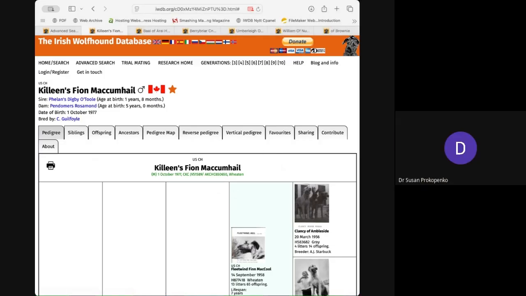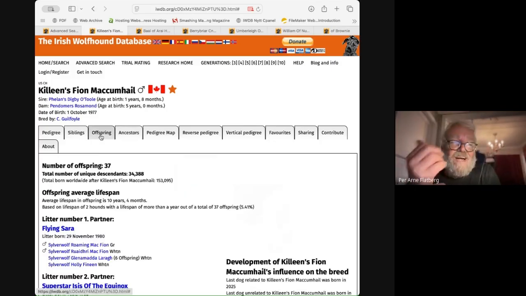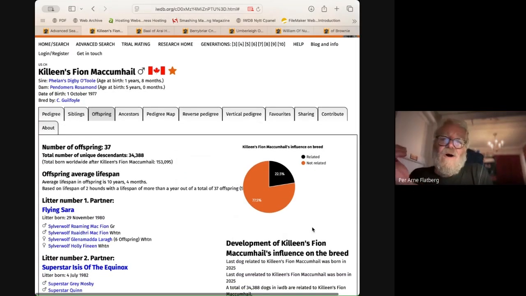Oh, okay. When I looked it up, there was that circle and it said 24 point something influence and a big orange. On the offspring pane, right? This one. Yes. Okay. So that just means that 22.5% of the dogs born after him worldwide are related to him, whereas 77.5% are not.